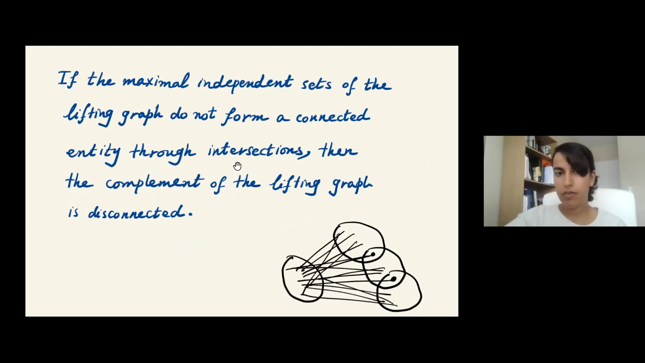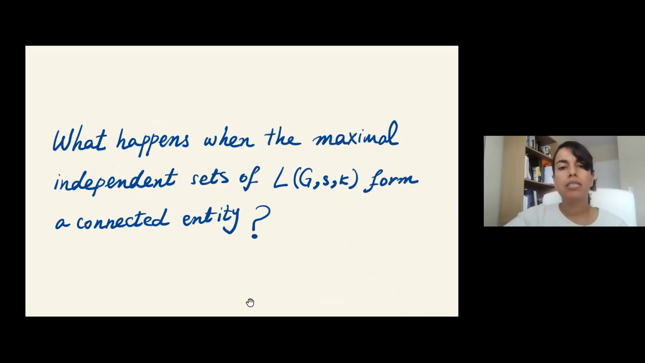If the complement of the lifting graph is connected, this means that the maximal independent sets form a connected entity. So one doesn't need to have a complete multipartite graph to say the complement is disconnected. If the maximal independent sets don't form a connected entity, even like this, still the complement will be disconnected. So now let's look at what happens when the maximal independent sets form a connected entity.